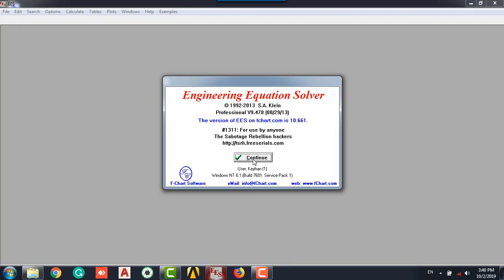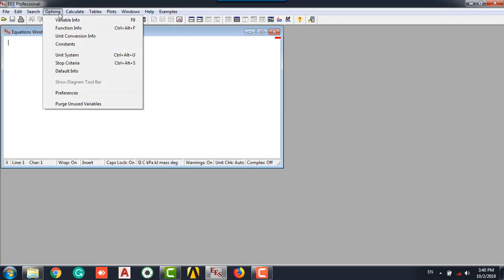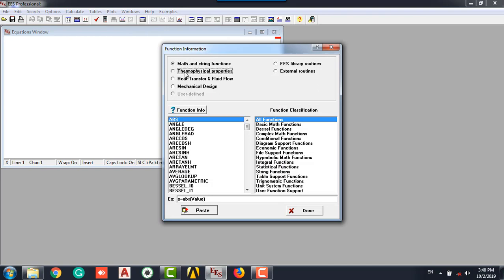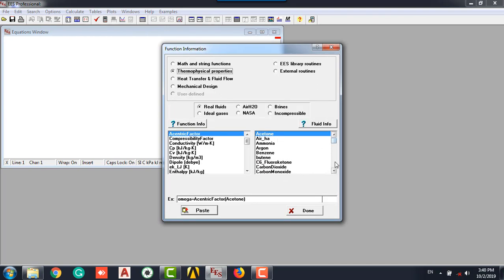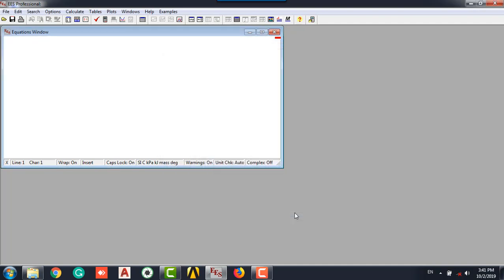In the environment of EES, we can go to function info, and if we click on thermodynamic properties, we can select, for example, oxygen, and we can search for the density if we have the temperature and the pressure.